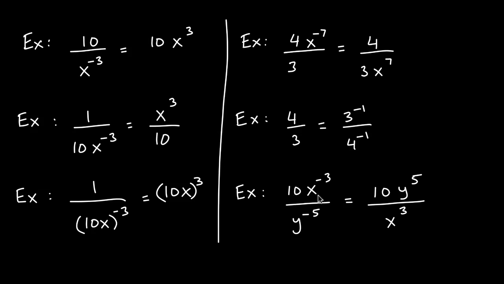So if we have 10x to the negative 3 over y to the negative 5, the 10 doesn't have an exponent, so I'm not going to move that or touch it. The 10 just stays there. I have x to the negative 3. So if I were to move this from top to bottom, it would turn into x raised to the positive 3 because it's negative currently, so when it moves to the bottom, it becomes positive. I have y to the negative 5 on the bottom. So when I move this to the top, it becomes y to the positive 5. Again, the 10 did not get touched. It never moved. It was on top to begin with. It's still on top.